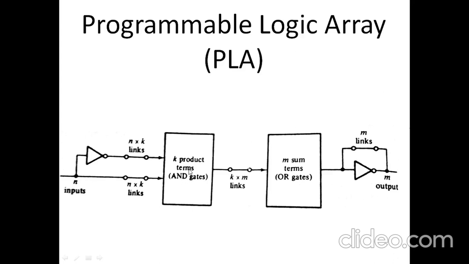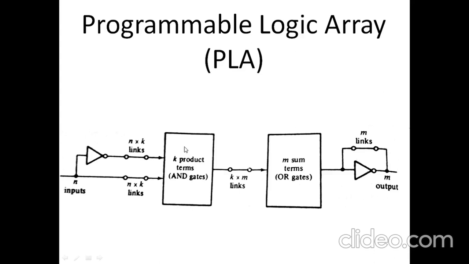If it is equal, then it's similar to ROM. But the main objective of programmable logic array is that this k is much less than 2 raised to power n, and that is the beauty of programmable logic array. Otherwise, it would be similar to ROM. Okay, so we have k product terms, and there is an AND gate for each product term. So if we have k product terms in a PLA, then we have k AND gates in this group.